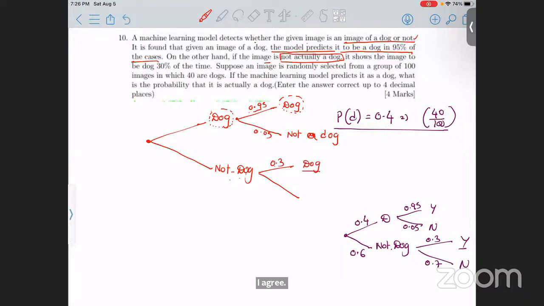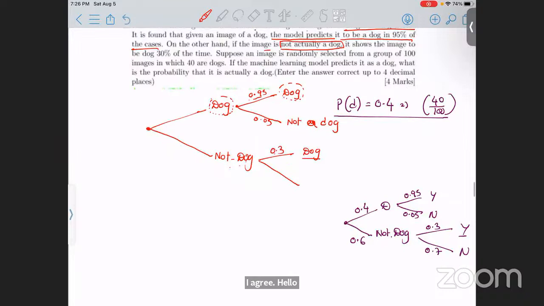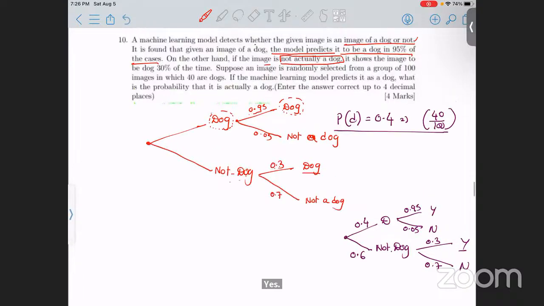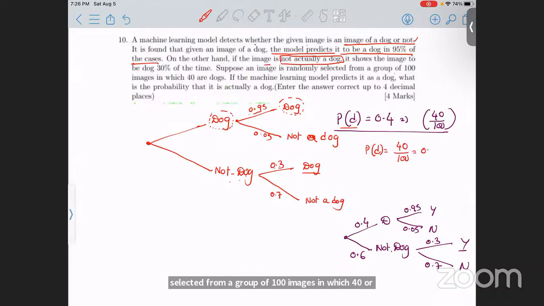Yes, sir. And then it will show not a dog 0.7%. Agree? 1 minus 0.3. Now listen to this carefully. Now the question is, suppose an image is selected from a group of 100 images in which 40 are dogs, then probability of dog equals 40 by 100. That equals 0.4. Agree?